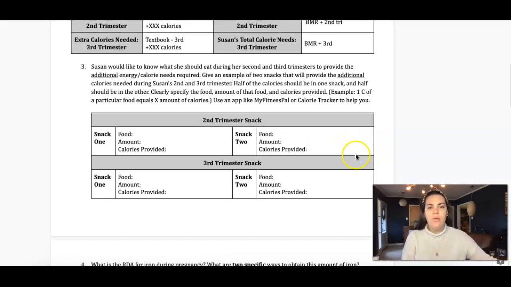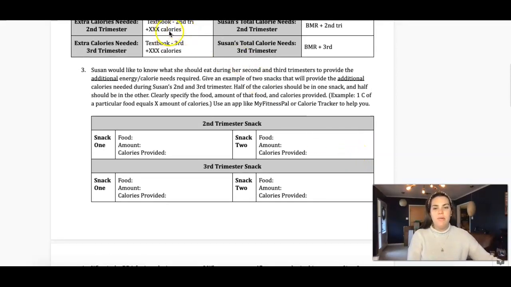All right, for number 3, you are going to be making recommendations for snacks based on these numbers for extra calories needed in the second and the third trimester. So for each trimester, you'll make a recommendation for 2 snacks to meet those extra calorie needs. The biggest thing here is that you need to be specific about which food and how much, as well as how many calories are provided by that food. It can be like a single food, or it can be a combination of a few ingredients to create a snack. So think about what you snack on during the day.